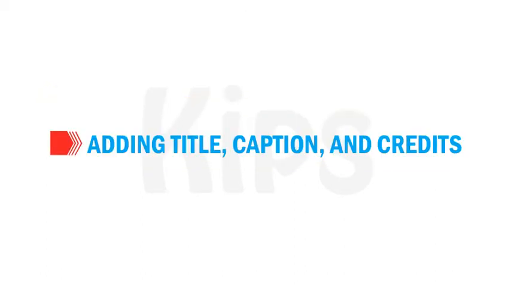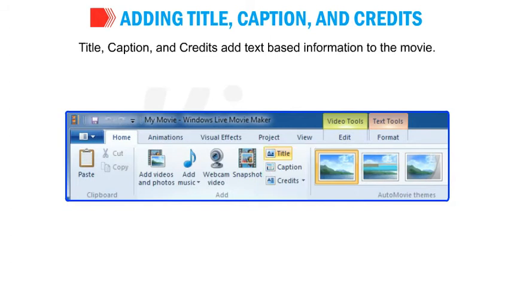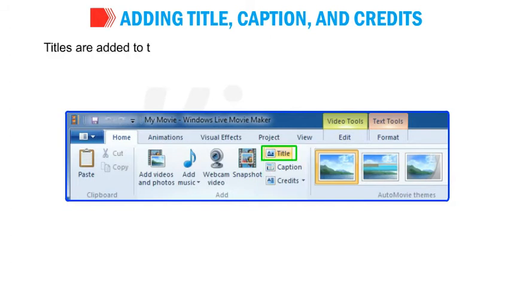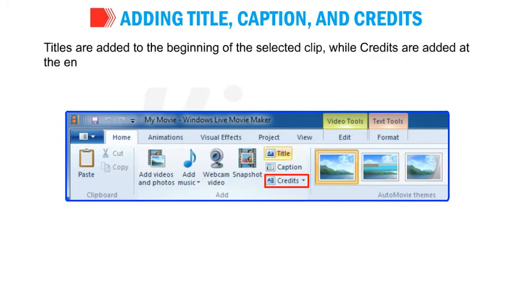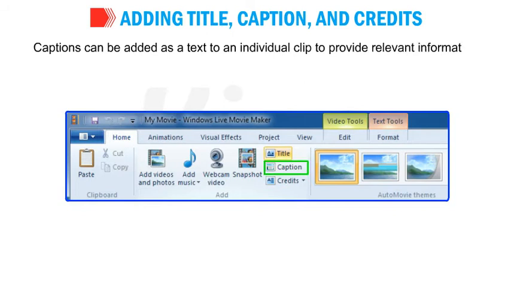Now let us talk about adding title, caption and credits. Title, caption and credits add text-based information to the movie. Titles are added to the beginning of the selected clip, while credits are added at the end of the entire project. Captions can be added as a text to an individual clip to provide relevant information.